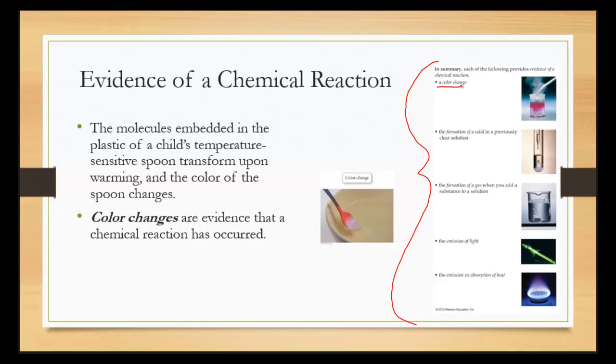The first one is a color change. For instance, you may have experienced this if you're working with young children. If you put a temperature sensitive spoon into something hot, it'll change colors. That color change is because the molecules inside are rearranging with the heat. And then once you take it out, it goes back to the way it was.